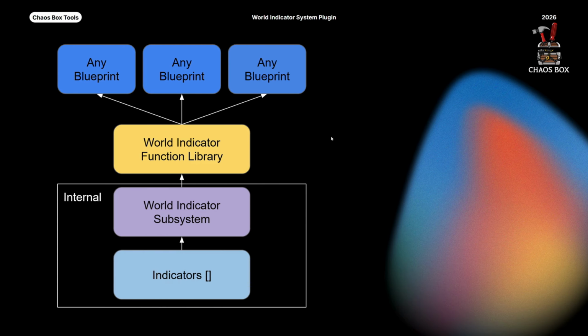A quick overview of the structure of the system. From any blueprint that has access to World, we can call functions on the World Indicator function library. The function library will then communicate with the World Indicator subsystem, and the subsystem will internally manage its indicators, including removing the indicators that go out of use. All right, let's dive into the Unreal Engine editor.